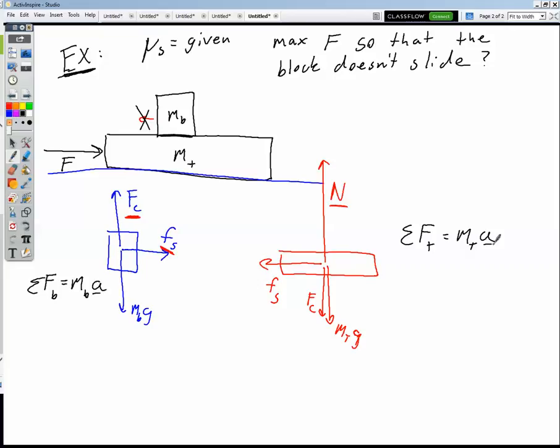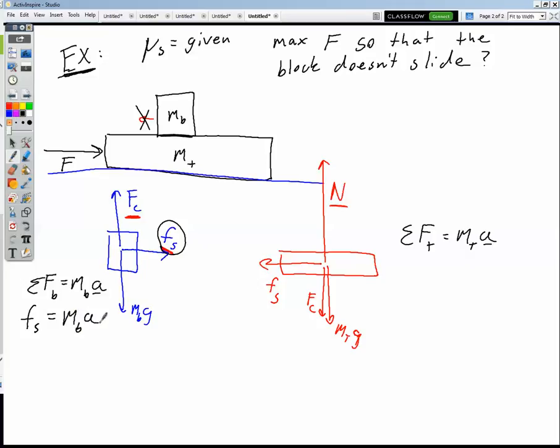If the block does slide on the textbook, two things are different. This is not static friction anymore, this is kinetic friction, and the two accelerations are not going to be the same for the textbook and the block. And we will see problems like that. So fleshing these out a little bit more, on the block we have only one horizontal force acting, and that's the force of static friction. That's going to equal the mass of the block times the acceleration.